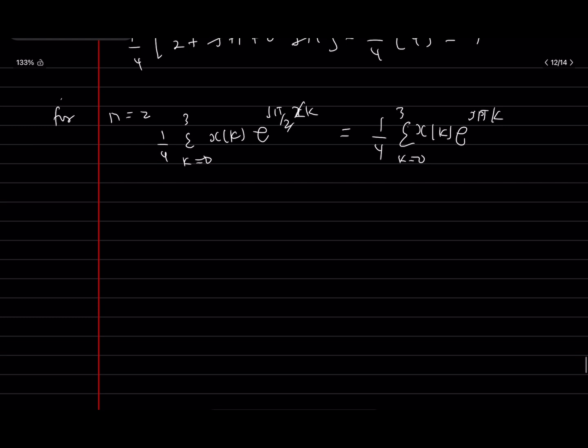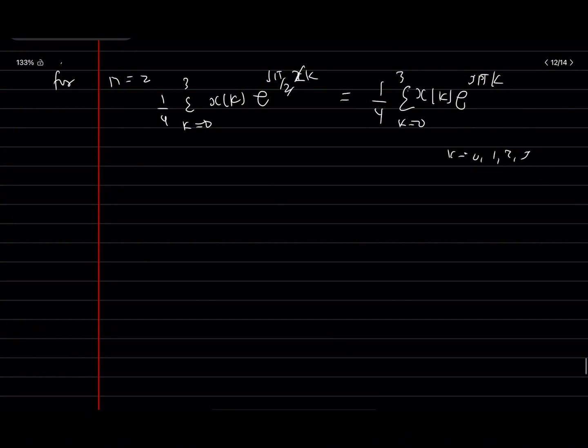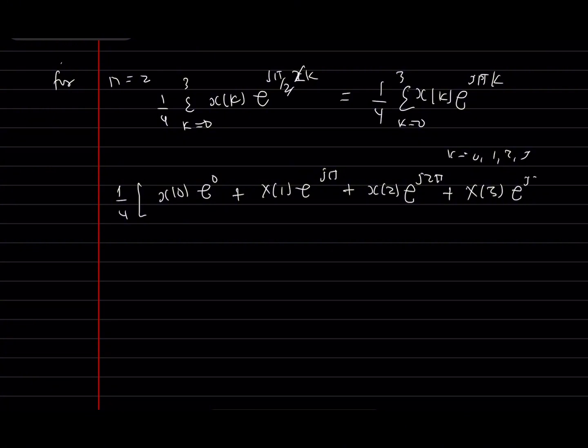So now that we have this, for n or k equal to 0, 1, 2, 3, we have to insert them inside. We are going to get 1 over 4 into brackets x of 0 exponent 0, because when k is 0, everything goes 0, plus when k is 1, we are going to get x of 1 exponent j pi, and then when k is 2, we are going to get x of 2 exponent j 2 pi, plus when k is 3, we are going to get x of 3 exponent j 3 pi.